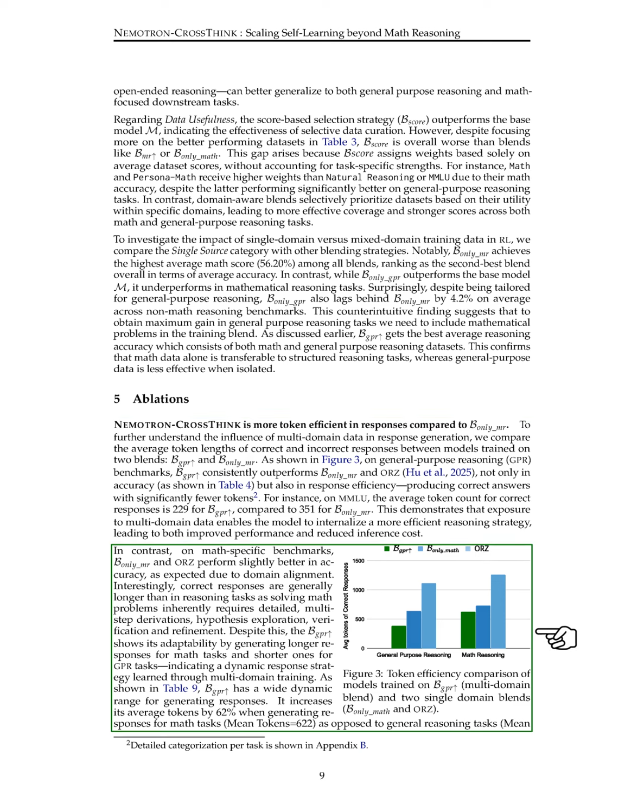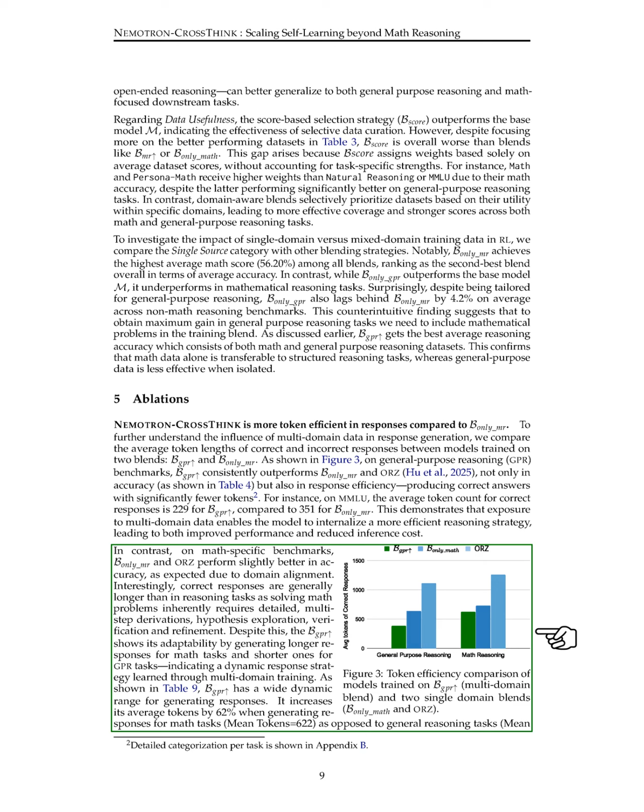In contrast, on math-specific benchmarks, $B_only_Mr and ORZ perform slightly better in accuracy, as expected due to domain alignment. Interestingly, correct responses are generally longer than in reasoning tasks, as solving math problems inherently requires detailed, multi-step derivations, hypothesis exploration, verification, and refinement. Despite this, the $B_GPRU Pero shows its adaptability by generating longer responses for math tasks and shorter ones for GPR tasks, indicating a dynamic response strategy learned through multi-domain training.